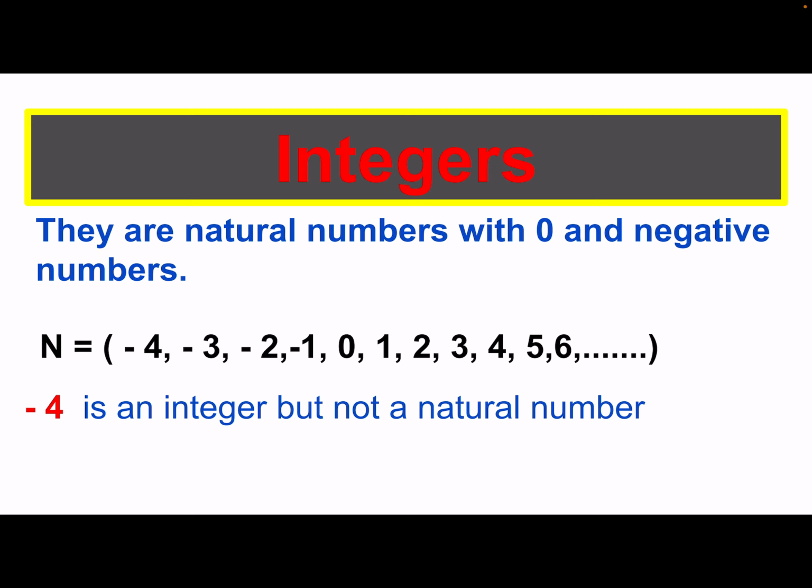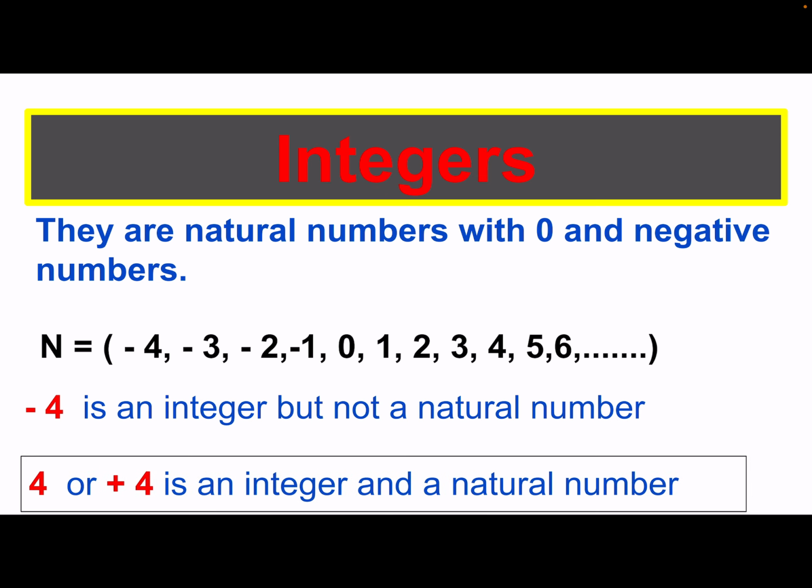So now -4, is it an integer and is it a natural number? -4 is an integer, but it's not a natural number. A natural number starts from 1 and moves on further. Now 4, is it an integer? Yes, 4 is an integer and 4 is also a natural number.